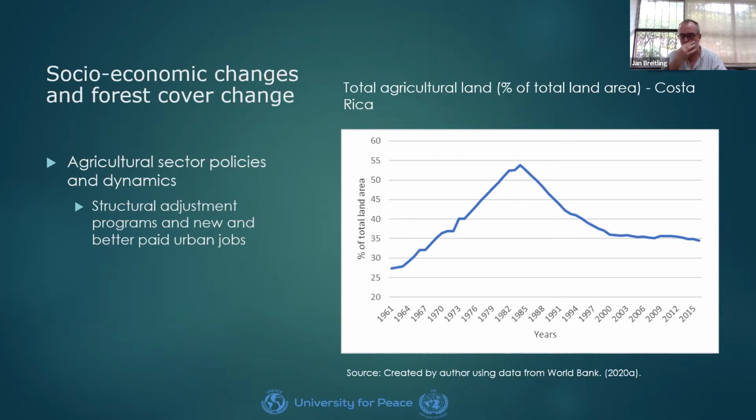We can see here on this right graph the total agricultural land in percentage of total land area in Costa Rica. So it moved from, again, it increased up to a certain point in the middle of the 1980s and then decreased and stabilized around 35% after the year 2000.